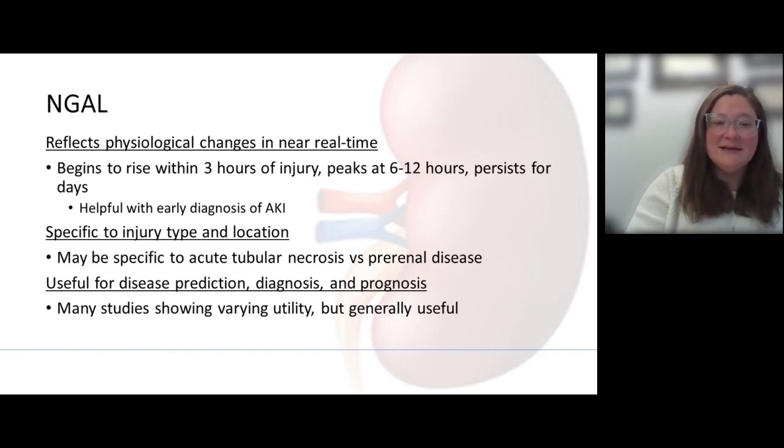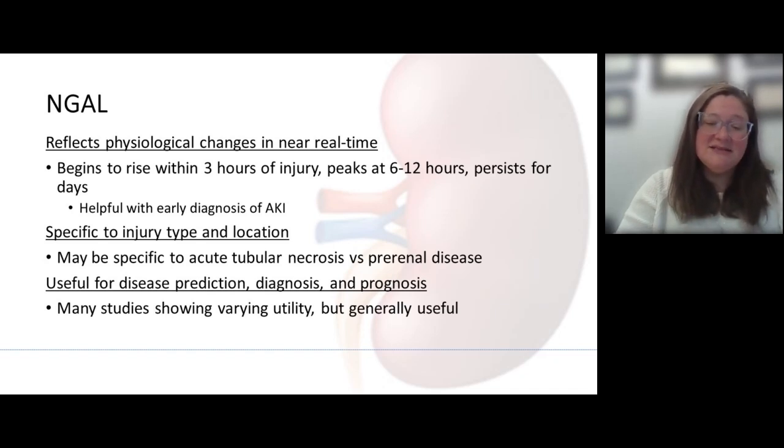So I'm going to highlight some of those ideal traits of biomarkers for each of these. So for NGAL, we can use it to reflect the physiological changes in near real time. So following injury, NGAL begins to rise measurably within about 3 hours, peaks at 6 to 12 hours, and can persist for days after injury, depending on the severity of the injury. And so this can be very helpful with early diagnosis of AKI.